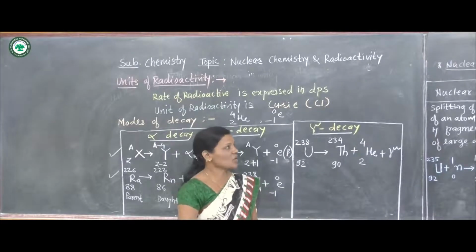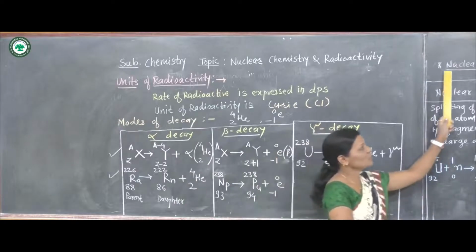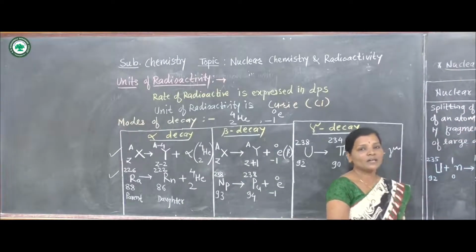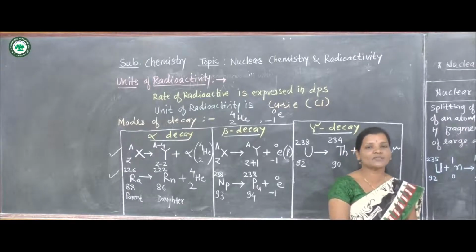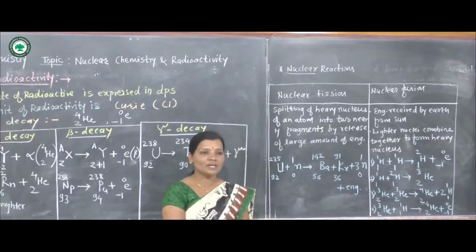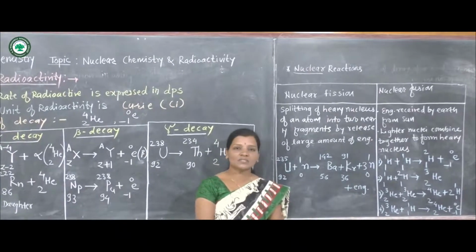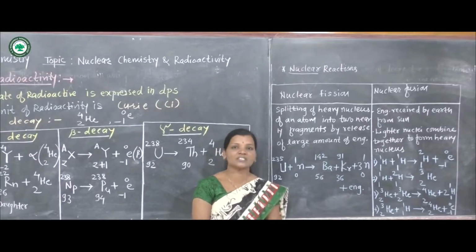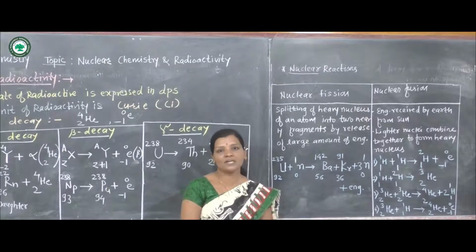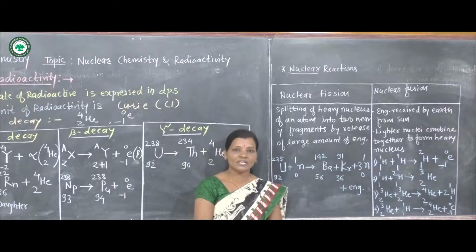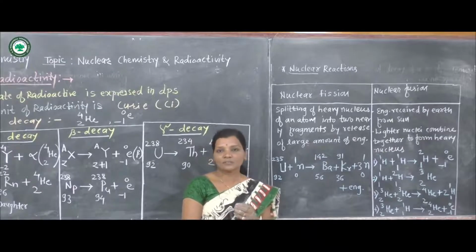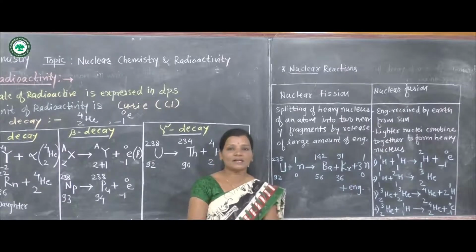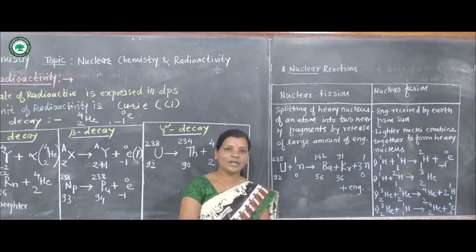Now in this topic we have to see the nuclear reactions. There is a difference between nuclear reactions and chemical reactions. In chemical reactions, bond breaking and bond formation take place. But in nuclear reactions, emission of alpha particles, beta particles and gamma rays takes place, and the unstable nucleus gets converted into a stable nucleus.